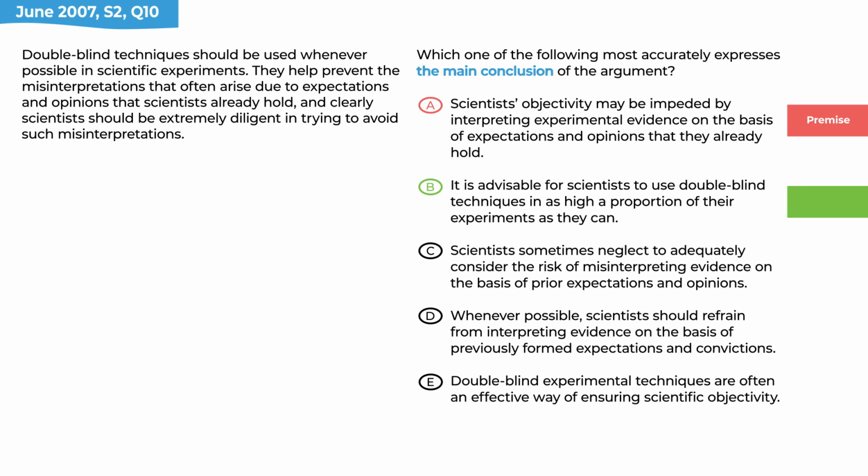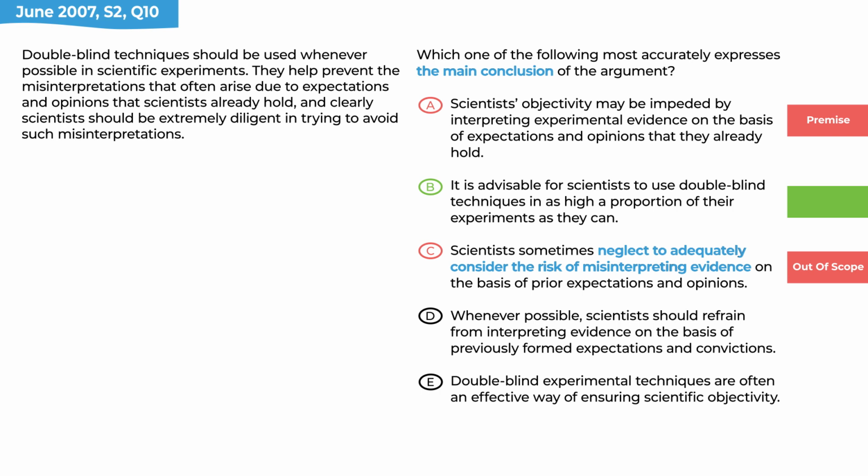Answer choice C says that scientists sometimes neglect to adequately consider the risk of misinterpreting evidence on the basis of prior expectations and opinions. The term neglecting to adequately consider the risks of misinterpreting evidence, that's not an idea contained within the argument. That's simply out of scope.